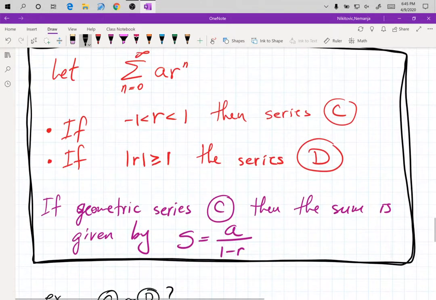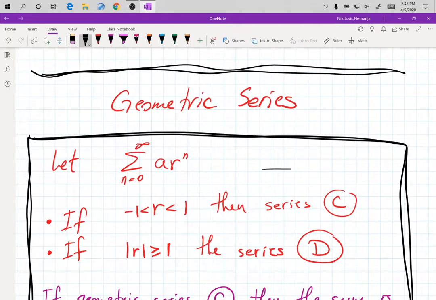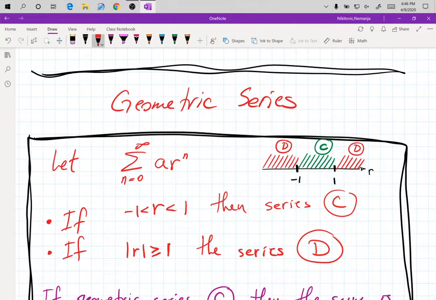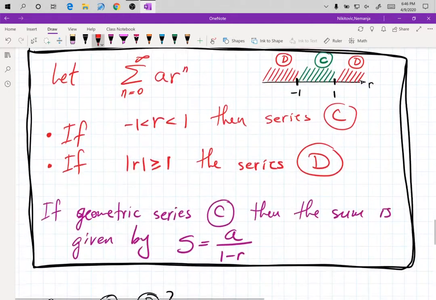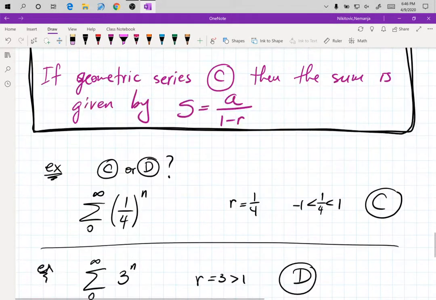So visually here, you can put this R on the number line and have these two barriers, -1 and 1. Over here is convergence, and everywhere outside is divergence. The number you have has to fall somewhere, right? And if it's equal to 1 or -1, that's included in divergence. So pay attention, right?